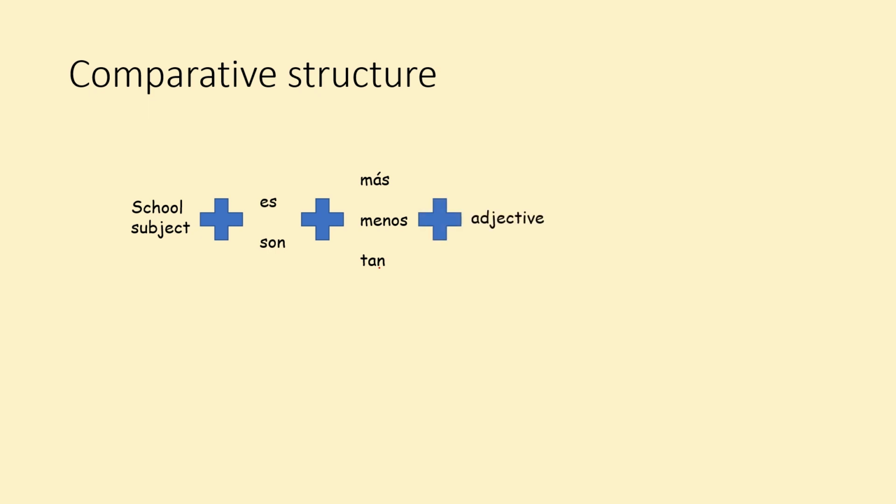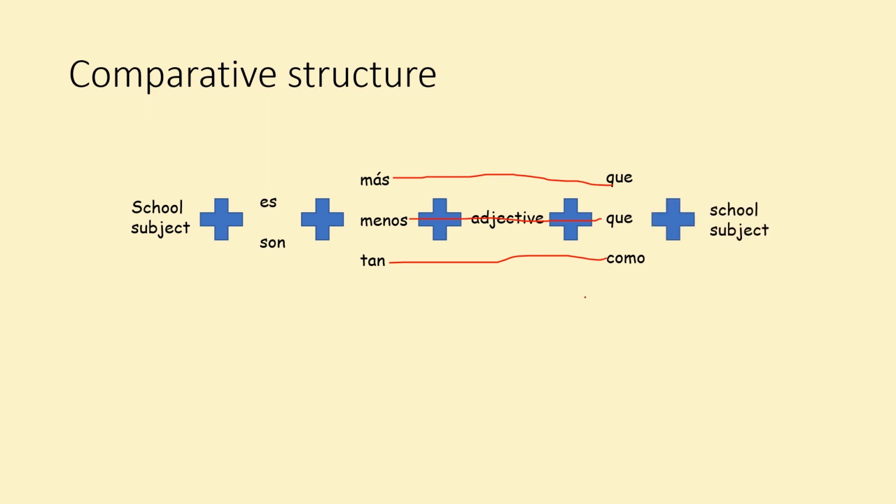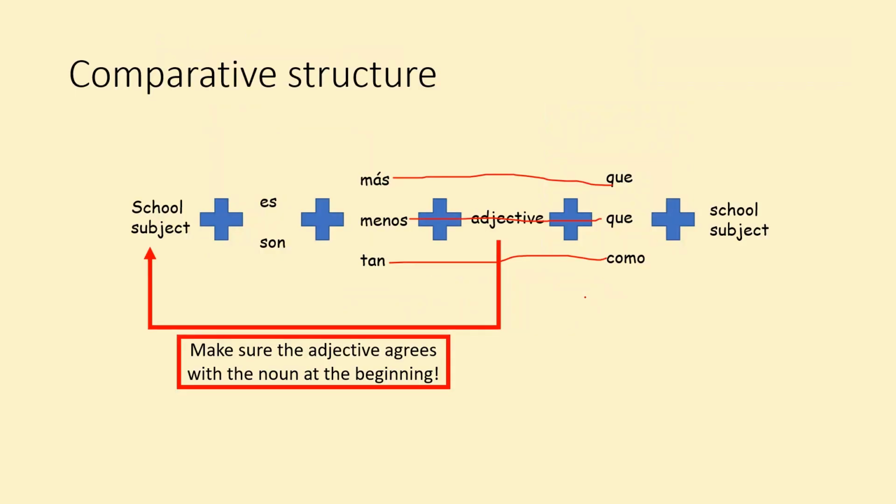The adjective comes afterwards, followed by que, como. So you need to work straight across. Where the red line is, you make sure that word lines up with the first one. And then you have your second school subject because you're comparing two. Your adjective agrees with your first one. So have that in front of you.